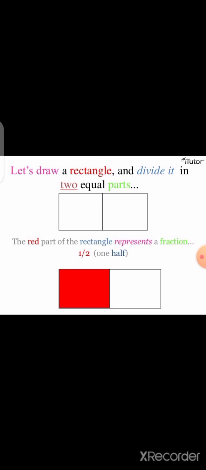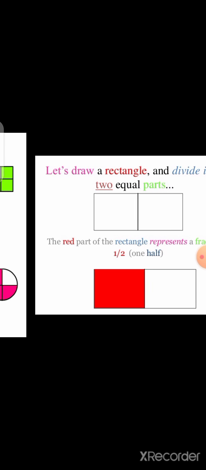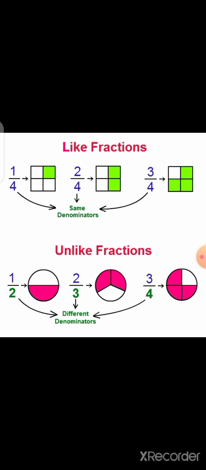Do you know what are like fractions? Very good. Fractions which have the same denominator. Same denominator means if you see the figure, all squares are divided into 4 equal parts. So it means same denominator. So when fractions with the same denominator, they are called like fractions.